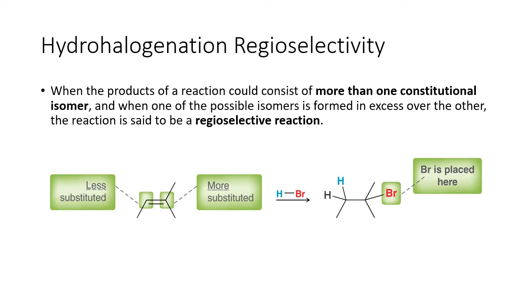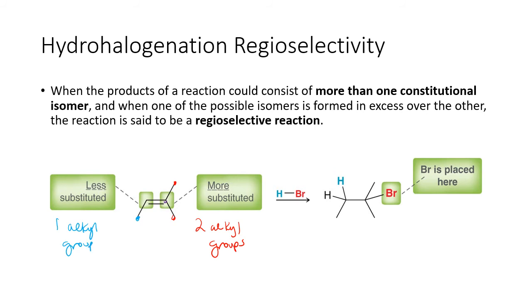So, for example, if we have an unsymmetrical alkene, unlike we just saw previously with 2-butene, now we have an alkene where one side is more substituted and the other side is less substituted. So on the right, the more substituted side, that's more substituted because it has 2 alkyl groups coming off of it. So I'm just counting the number of groups coming off of the double bond, off of this position right here that's highlighted in green. The less substituted side has only 1 alkyl group coming off.